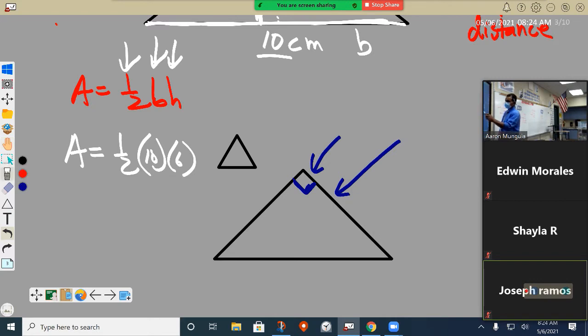So one half times 10, so look, I'm just multiplying three numbers now. One half times 10 is the same as 10 over 1, so it's going to be 10 divided by 2, which is 5. So 5 times 6 is going to be 30.